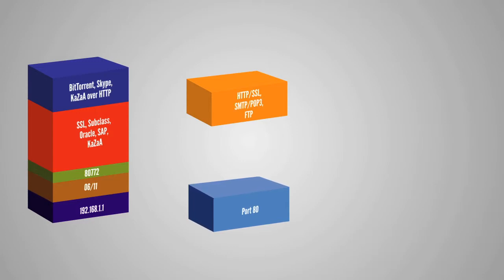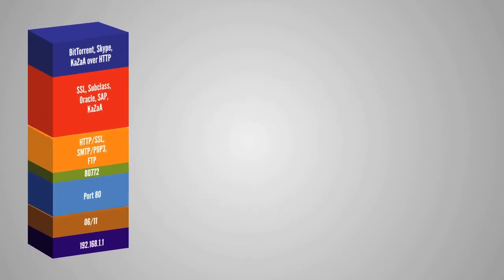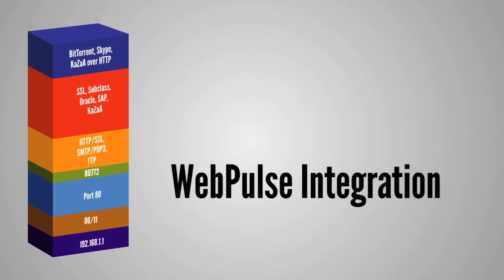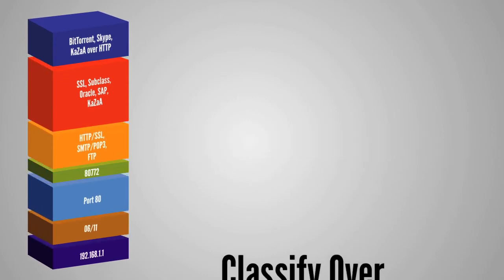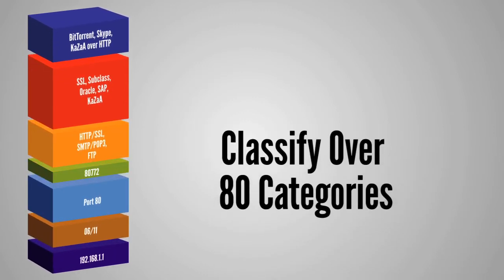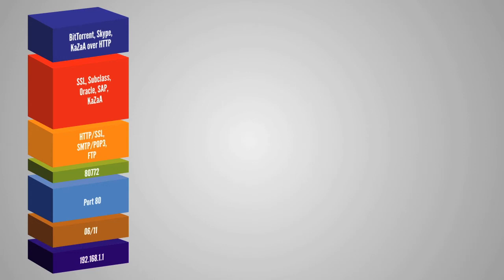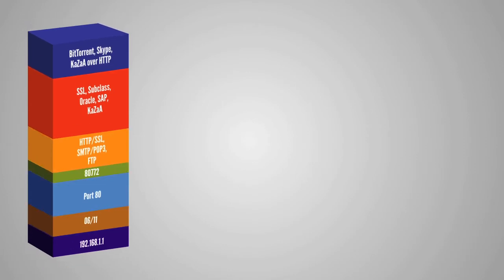Additionally, many services follow the same path and utilize port 80 and 443 to deliver content, applications, and services from the internet. With the integration of WebPulse, the Shaper can use this technology to classify traffic and identify tens of millions of websites and hosts, including malicious traffic from malware and phishing sources.